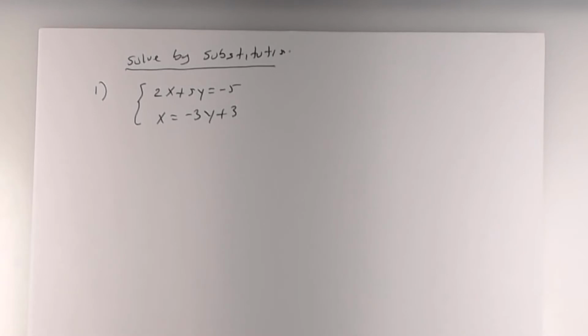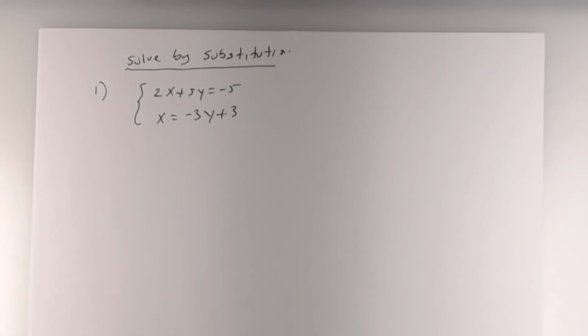Does it in this case? You better say yes. Which equation has a variable already by itself? The second one. What variable is by itself? X. That should not have been a difficult thing to answer. And so since x is already by itself, then I can use substitution.